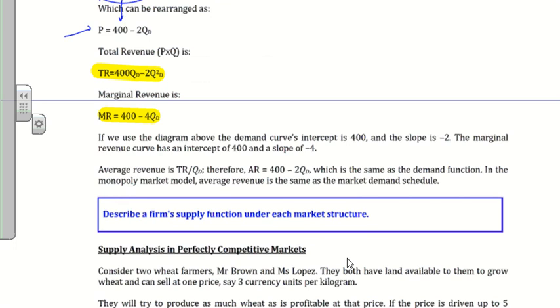If we use the diagram above, okay, the demand curve's intercept will be 400, slope minus 2, marginal revenue intercept of 400. You can see there 2 times the size, a slope of minus 4. At this point in time, probably a very good time to take a bit of a break, okay, and we will continue onwards with this learning module number 2 in video number 2.